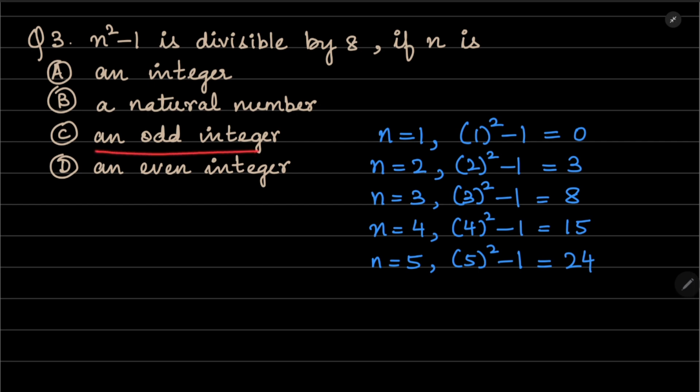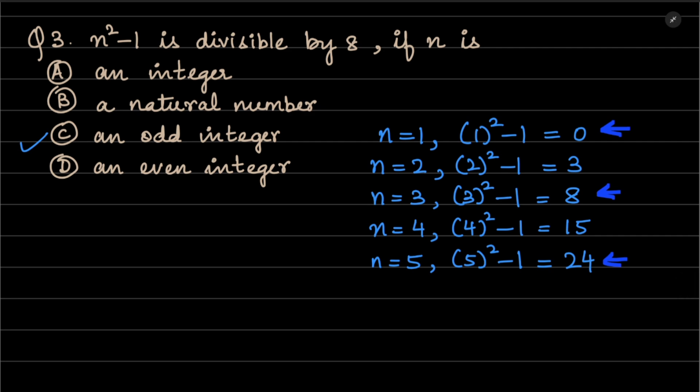The third one, odd number. If you see odd number, for 1 it's 0, for 3 it's 8, and for 5 it's 24. So all of these are divisible by 8. These even numbers are not divisible. So the correct answer is that it's only for odd integers. So 0 is divisible, 8 and 24.